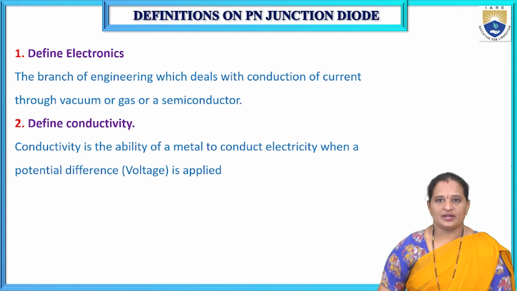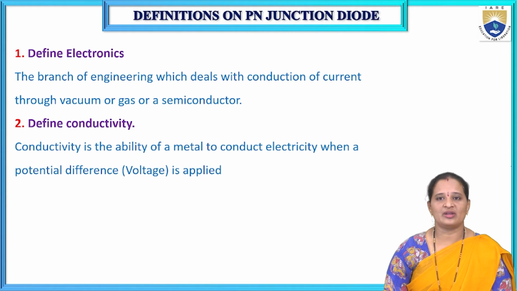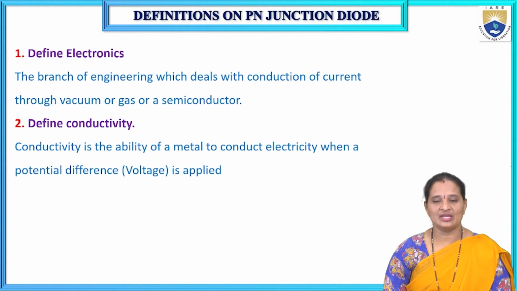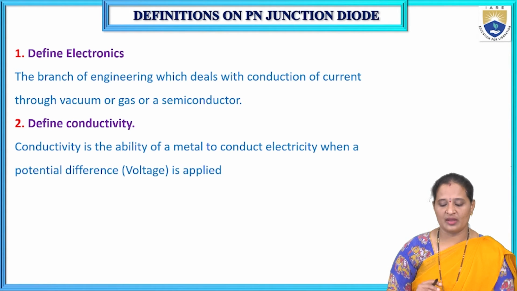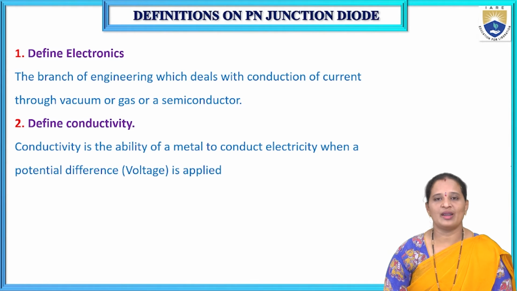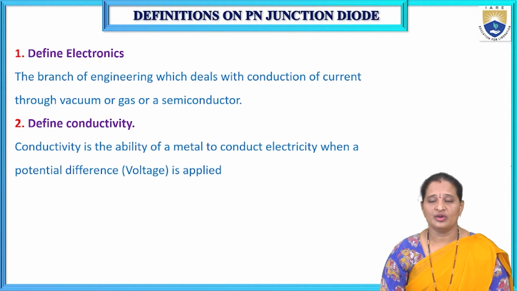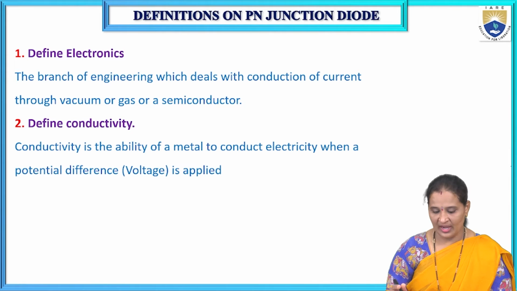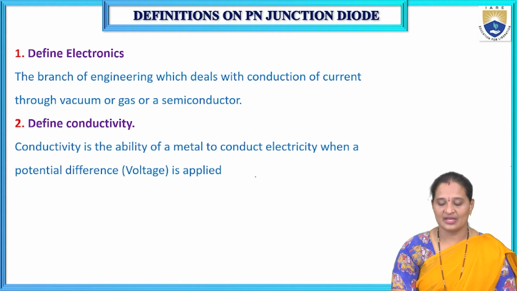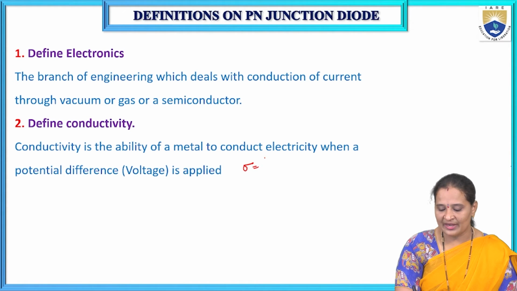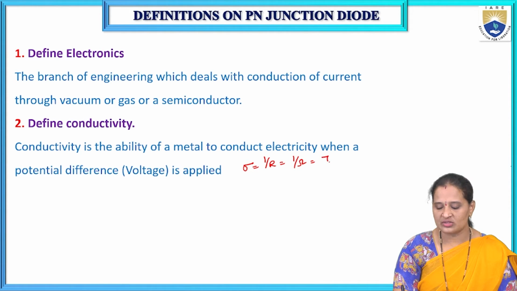And conductivity, what do you mean by conductivity? It is the property or ability of a metal or material to conduct electricity when a potential difference is applied. So when a potential difference is applied, whatever amount of current that can flow through the metal or material is known as conductivity. Or else it is the ability of the material or metal to allow the flow of current that is called conductivity. And what are the units for this conductivity? Conductivity is defined as the inverse of resistance. So conductivity is represented with sigma and it is defined as the inverse or reciprocal of resistance, and it is nothing but 1 by ohms, or else we can also call it mhos. So these are the units for conductivity.